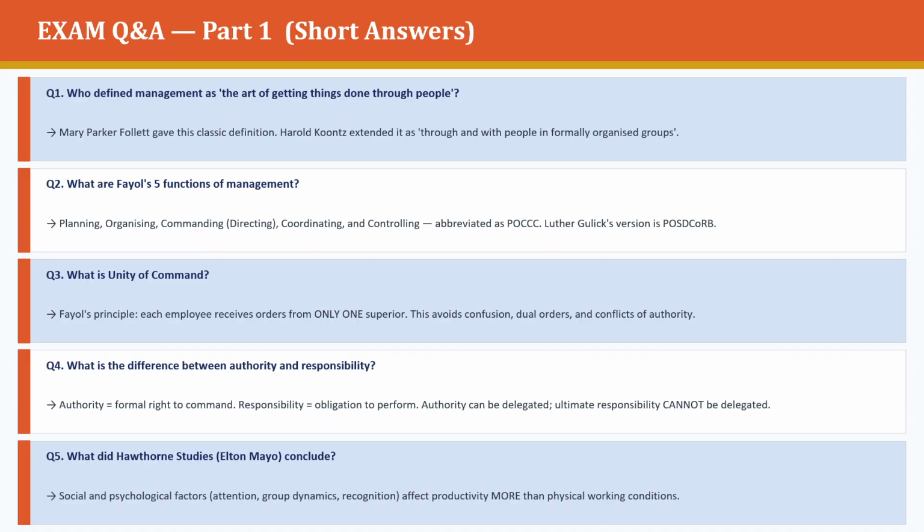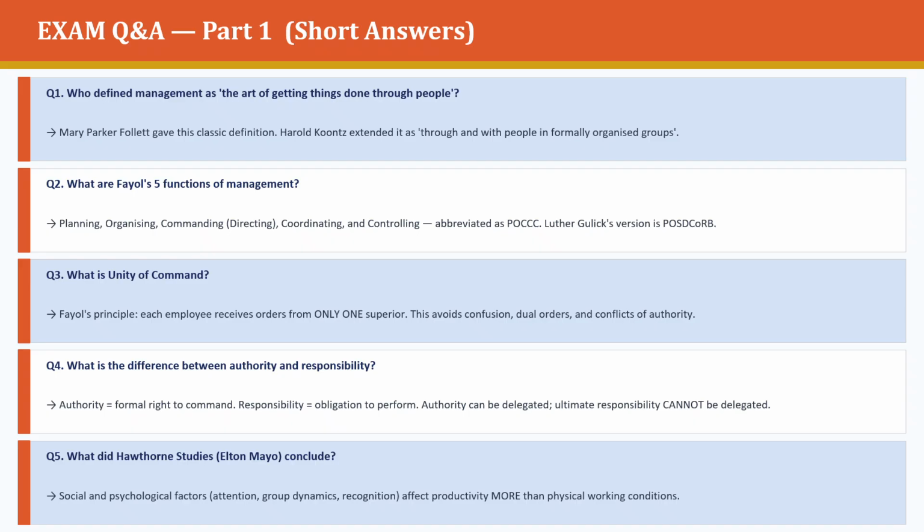Exam Q&A Part 1. This slide covers important short answer questions. For example, Mary Parker Follett defined management as getting things done through people, while Harold Koontz extended it further. Fayol's 5 functions of management include planning, organizing, commanding, coordinating, and controlling. Unity of command means that one employee should receive orders from only one superior. Authority is the formal right to command, while responsibility is the obligation to perform, and responsibility cannot be delegated.